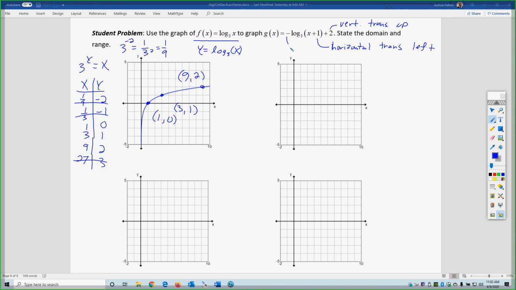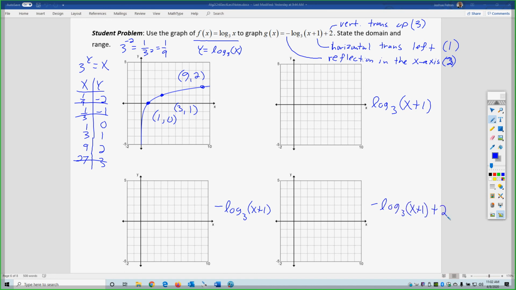And lastly, we have a negative on the outside, which affects y. So that's a reflection in the x-axis, since we're changing the y value. So the order of things is horizontal first, scaling second, which we don't have in this case, reflections then, and then lastly translations up and down. Okay, so log base 3 of x plus 1 must happen first. Then the reflection, and then lastly the vertical translation of adding 2 must happen last.